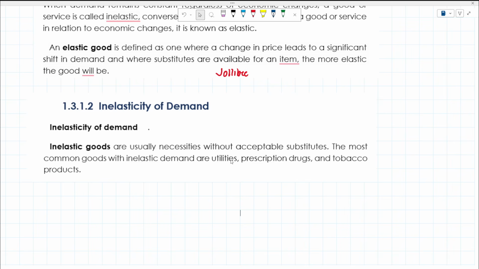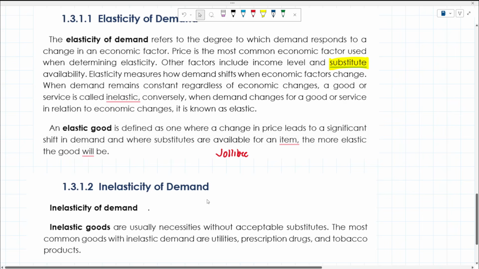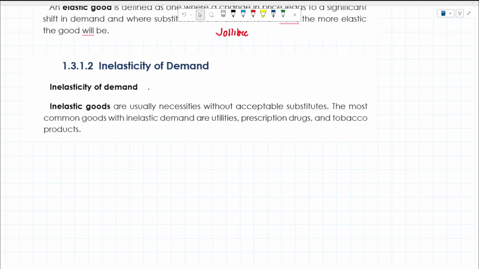No matter what the pricing of these products is, no matter how the government raises prices, people would still patronize them because they're addicted to it, they're used to it. Or in the case of prescription drugs, of course they need it, and there's no other substitute. If you do not buy it, you die or your condition gets worse. So that is how we define elasticity and inelasticity of demand.